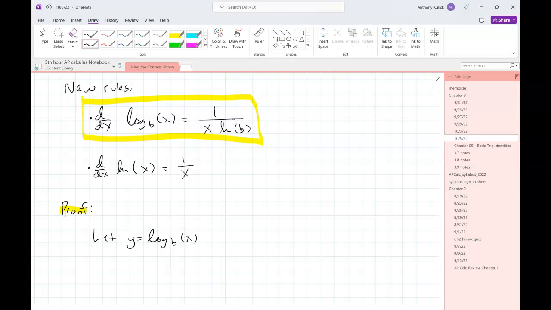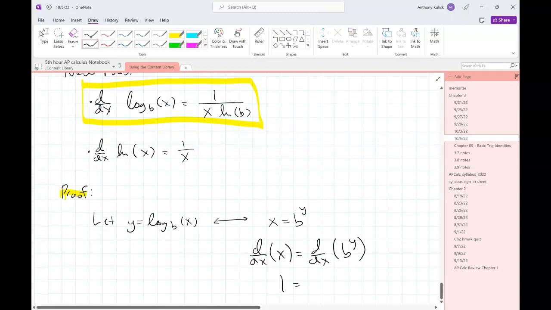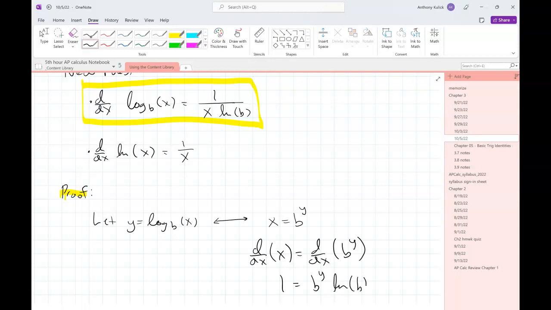So if we just say we have the equation y equals log base b of x, remember our definition of a logarithm from Algebra 2? I'd say then that x is equal to b to the y. If I take the derivative with respect to x of both sides, I get 1 equals b to the y natural log of b times dy dx.